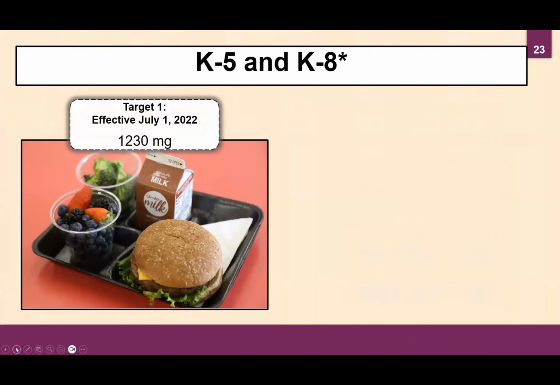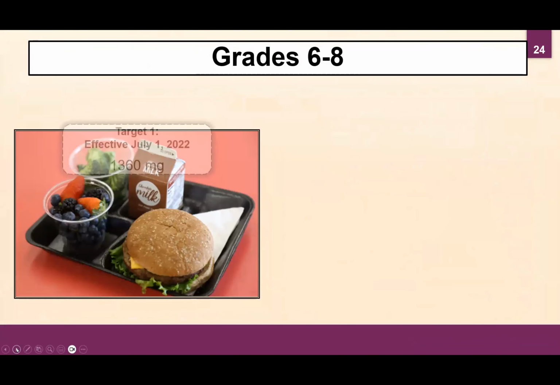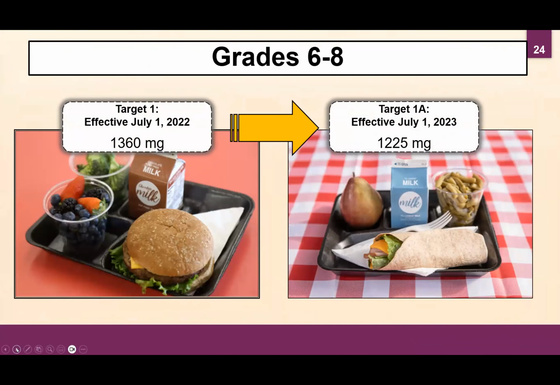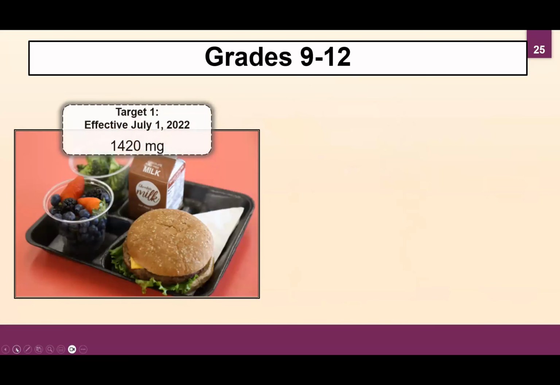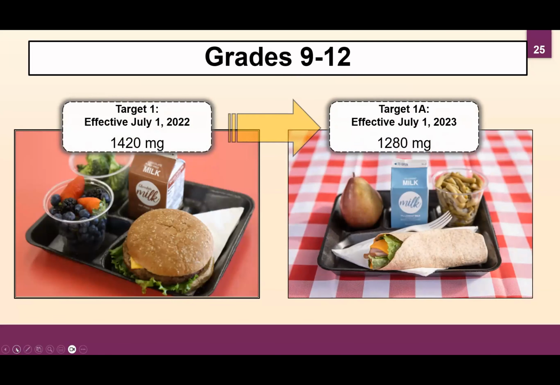So let's look at an example of the changes that are coming up this year. They've already been in effect. So last year, target 1 was 1,230 milligrams, whereas now we're at 1,110. Six through 8 went from 1,360 to 1,225. 9 through 12, 1,420 to 1,280.